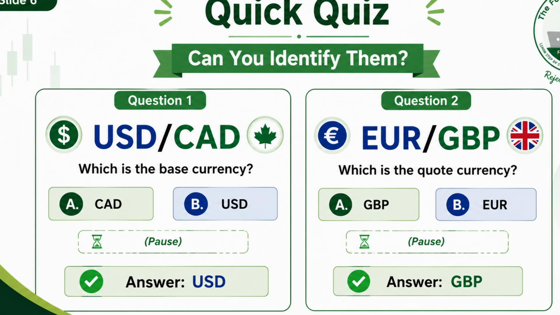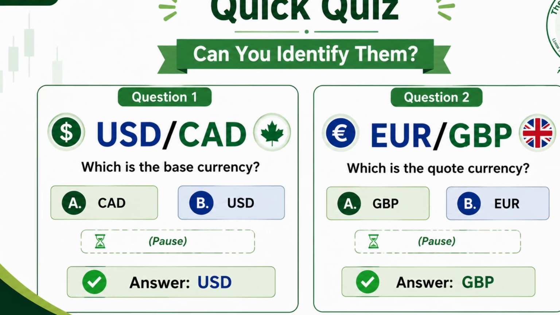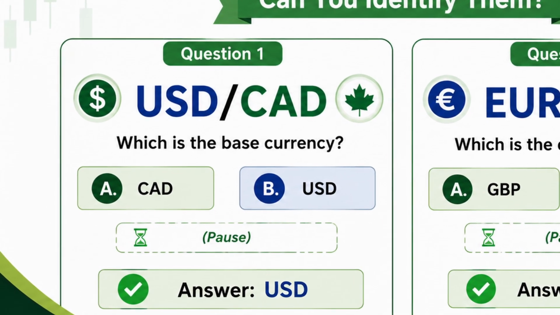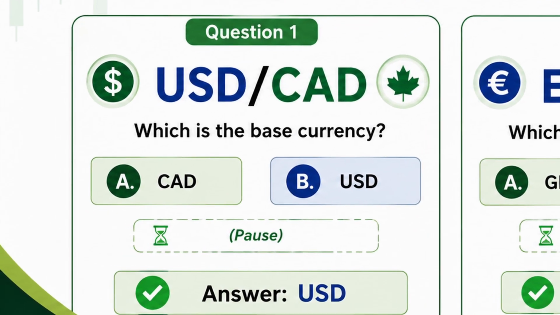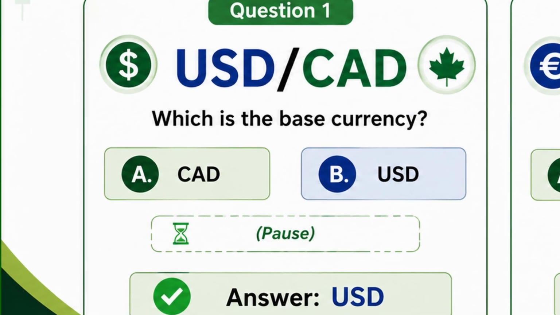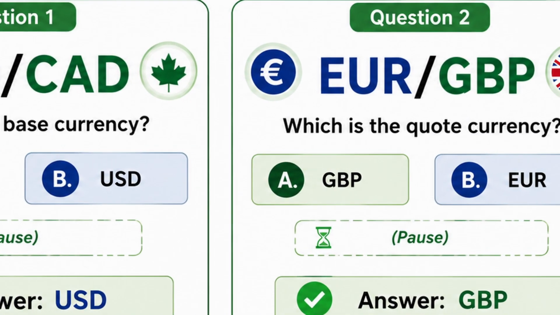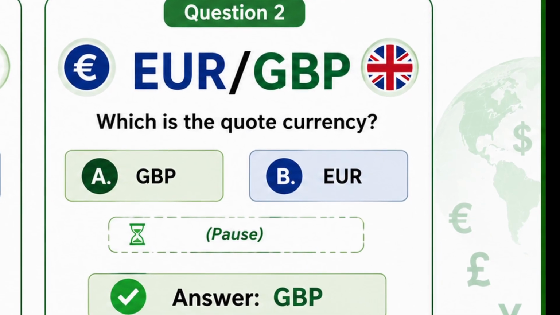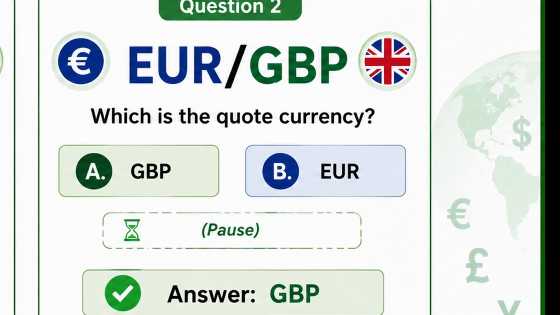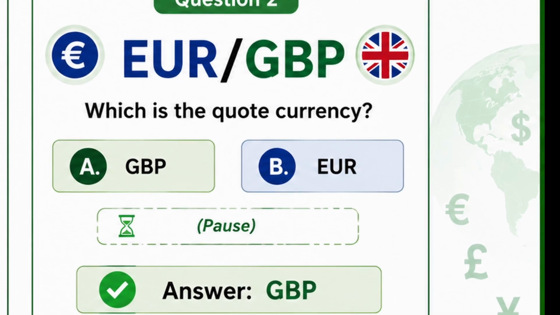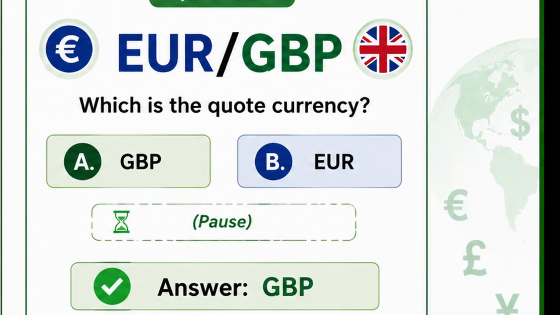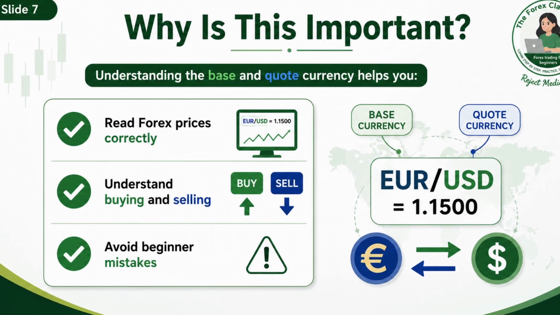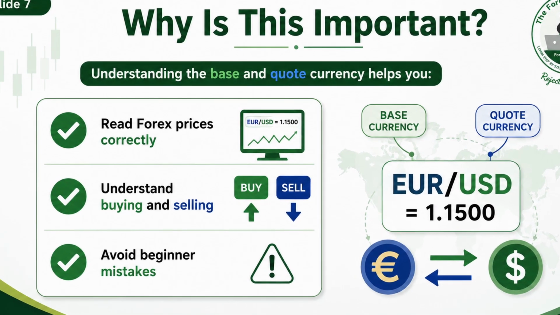Let's test if you have understood. Look at the first pair. Which one is the base currency? The answer is USD because it comes first. Now for the second one, which is the quote currency? The correct answer is GBP because it comes second. Every trade you place depends on understanding these two currencies.